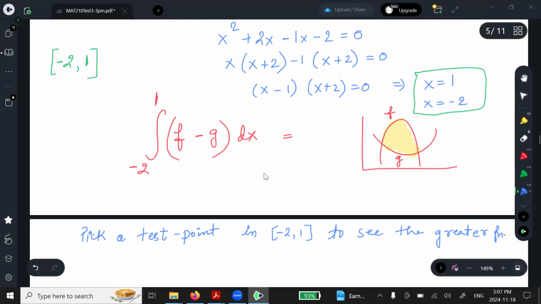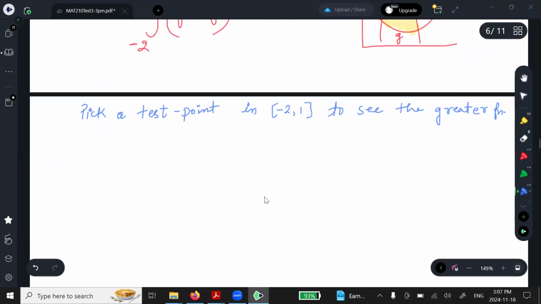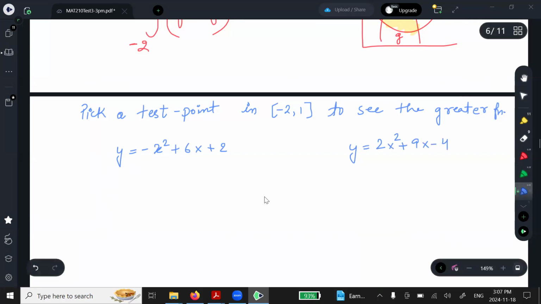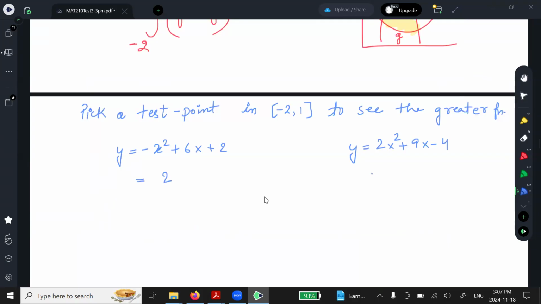Now, what is the easiest point in this interval to check? Exactly, smart choice. So I had two functions, negative x squared, I'm just going to copy them again, plus 2, and I had the other function, 2x squared plus 9x minus 4. I put 0. Well, this will just be 2. Which one is higher? Right? I'm plugging in 0 here.